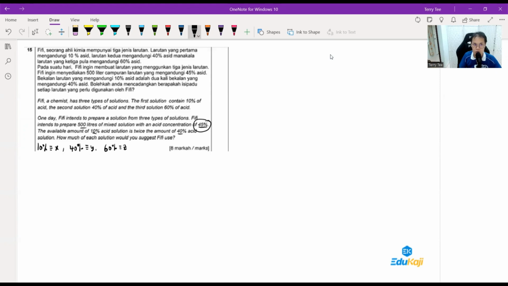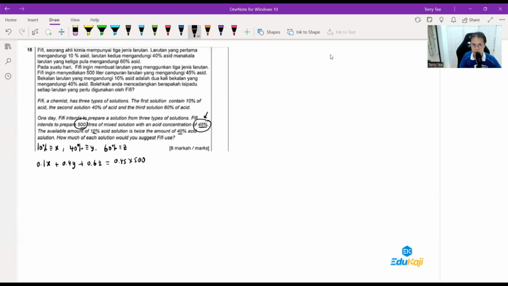So that means the first one, 10% is 0.1x. 40% is 0.4 of the volume y. And the third one, 60% is 0.6 of the volume z. And this total acid that I combine will give us 45% concentration of your total volume. Now, your total volume is 500, so I times with 500. So we're talking about the total volume of acid in liters.